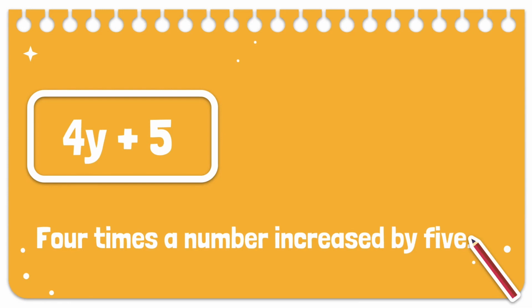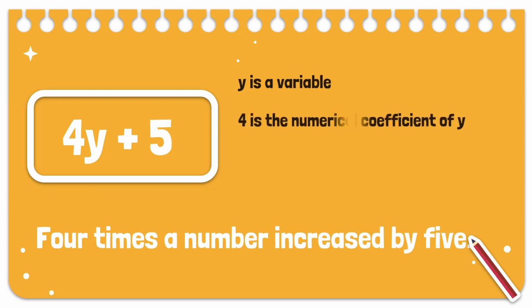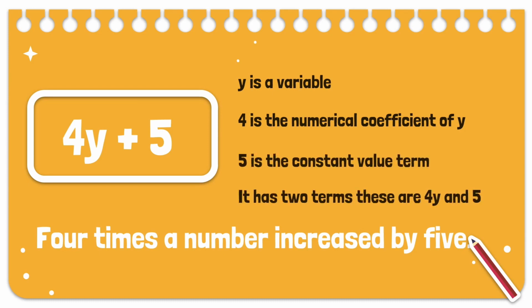So, let us identify the following parts. So, y is the variable, and 4 is the numerical coefficient of y. Okay? Then, 5 is the constant value term. And ilan yung kanyang terms? Again, 2 terms ang expression na to, ay binubuo ng dalawang terms kasi sila ay pinaghihiwalay ng plus sign. So, ang dalawang terms ay ang 4y and 5.